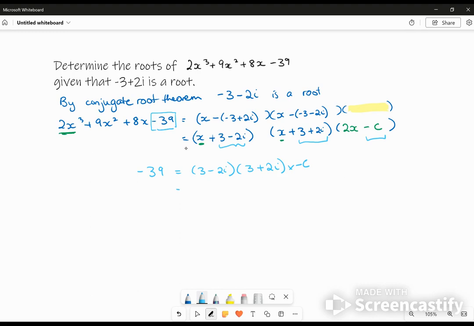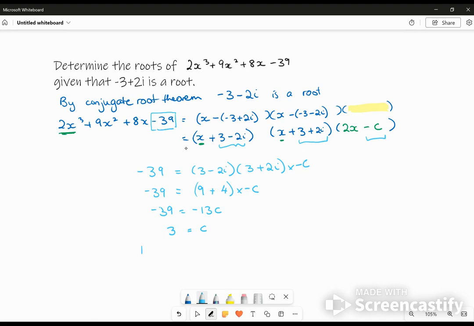Okay, just doing a little bit of arithmetic. You can do this on the calculator if you want to. This here is 3 minus 2i, 3 plus 2i. By the difference of two squares, that comes out to be 9 minus 2i squared. 2i squared is 4, and i squared is negative, so that makes it plus. So that gives you 13, times negative c, which gives us negative 13c. So c, working out this way, is negative 39 over negative 13, which is positive 3. Okay, so c must be 3.